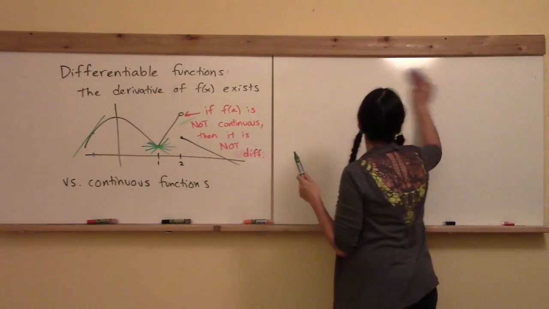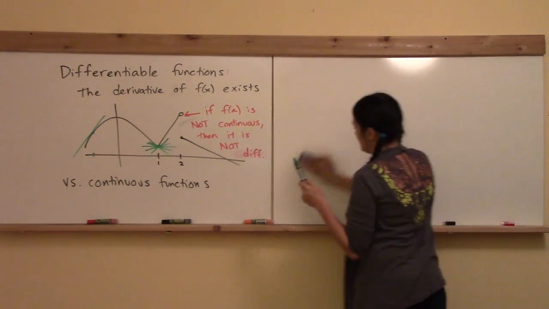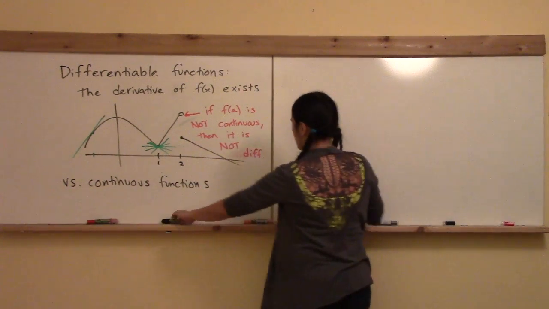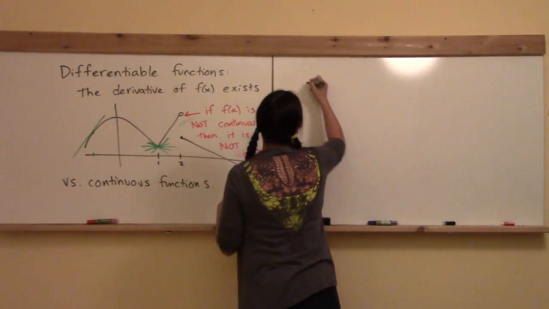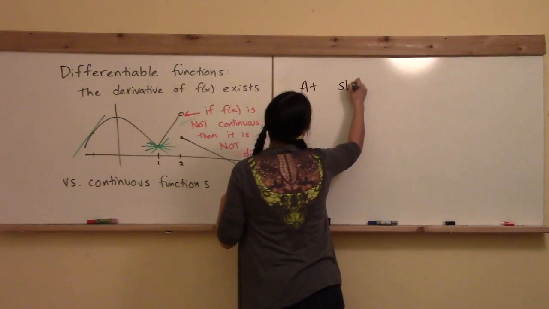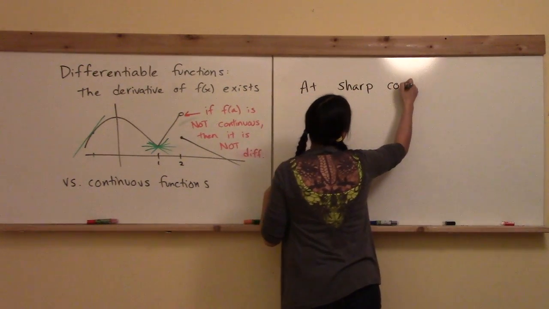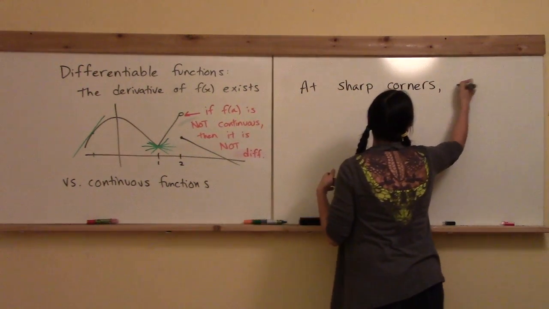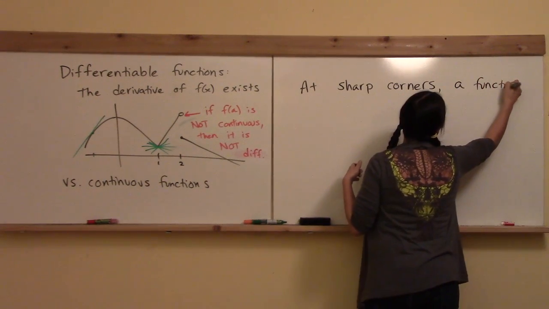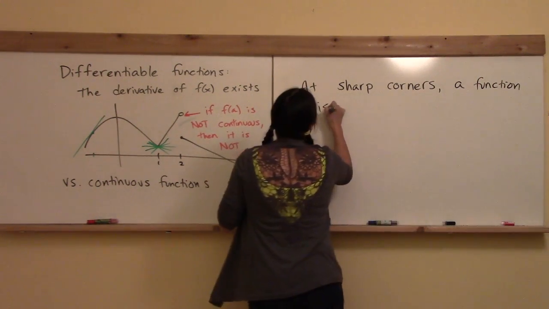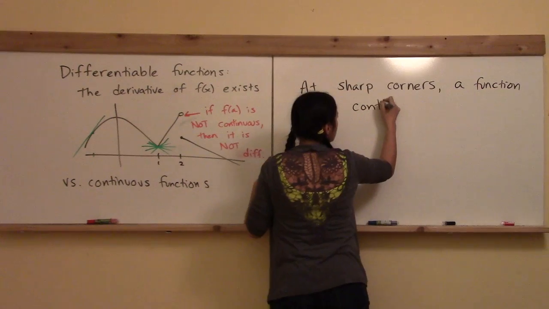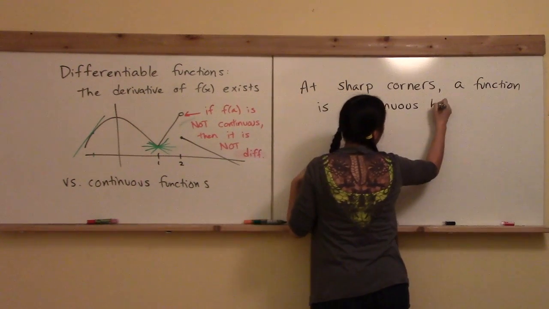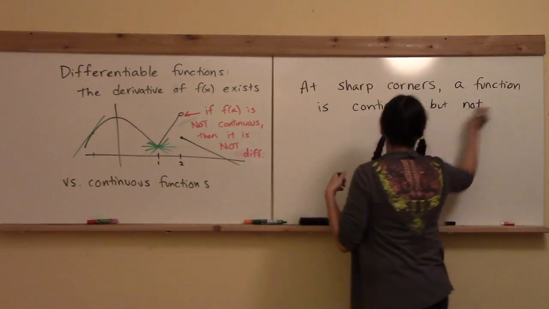Actually, there's another thing we'll see later, the other ways that it can be continuous but not differentiable. But the lesson here is that at sharp corners, that's because the corner was so sharp. At sharp corners, a function is continuous but not differentiable.